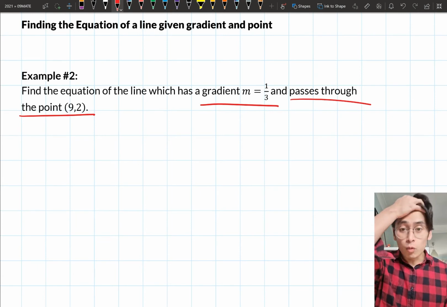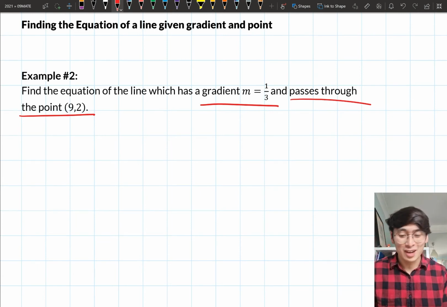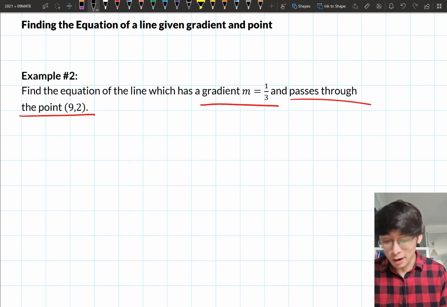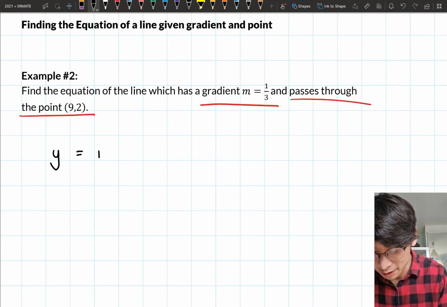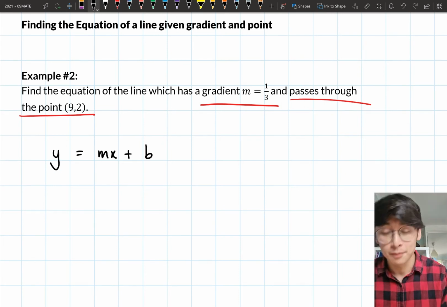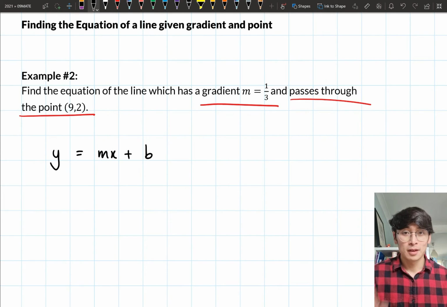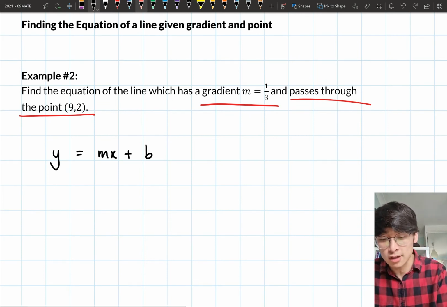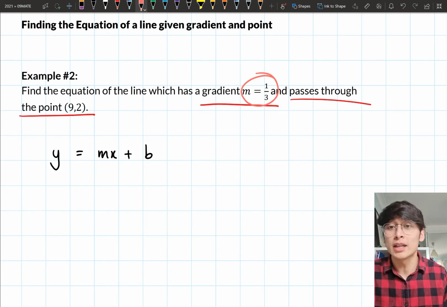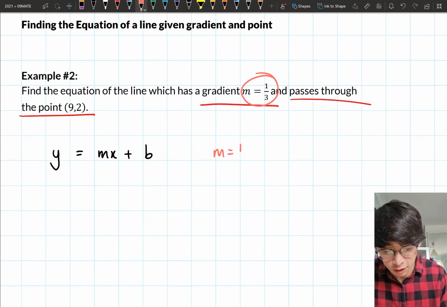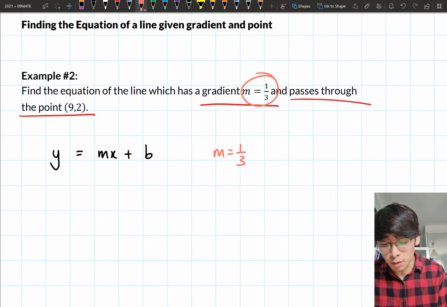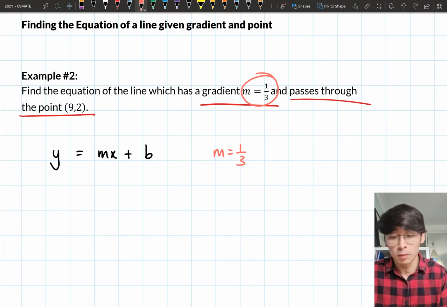So regardless of what question you do, if you're trying to find the equation of a line, we start off by writing the gradient intercept form. So y is equal to mx plus b. Okay. First step after we've done that is we want to find the gradient. Now here they actually tell me in the question that the gradient is equal to 1/3. So m is equal to 1/3, and all I'm going to do is replace m in my gradient intercept form with 1/3.